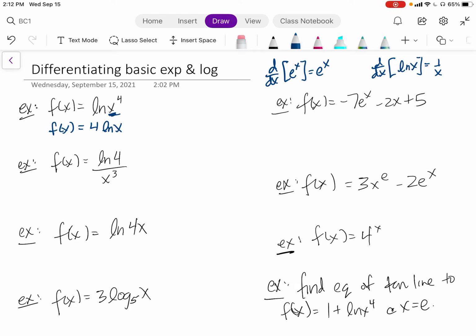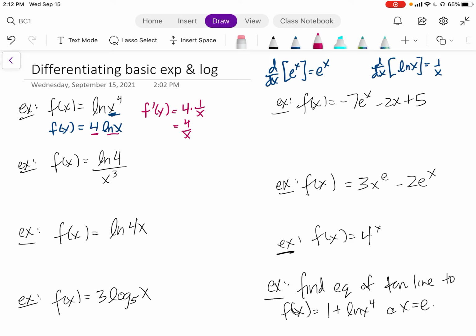Well, now taking the derivative, remember a coefficient 4 we can just leave, and the derivative of ln x is 1 over x. So we usually write that as 4 over x, but 4 times 1 over x is not incorrect. All right, and that's it. That's the derivative of natural log of x to the fourth power.